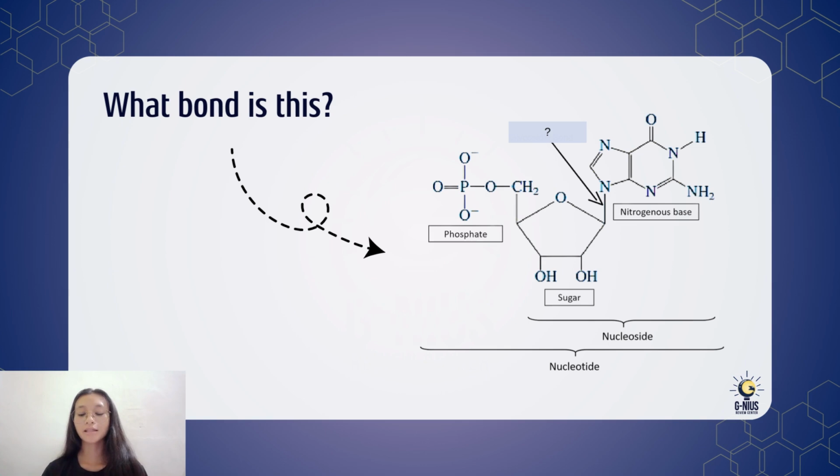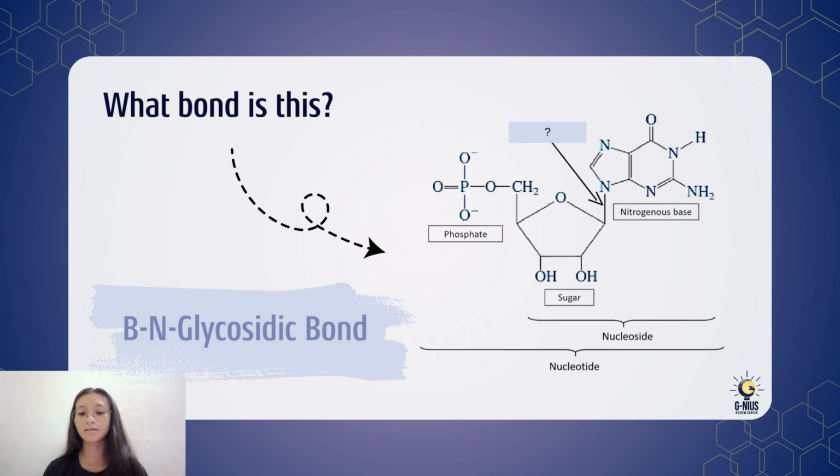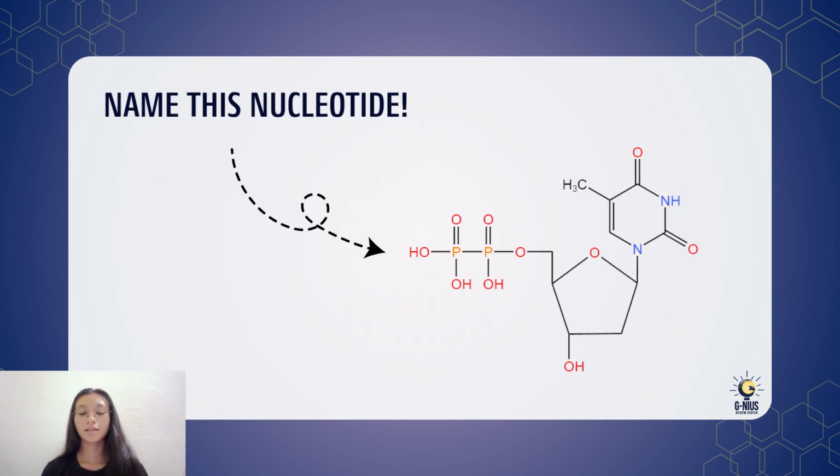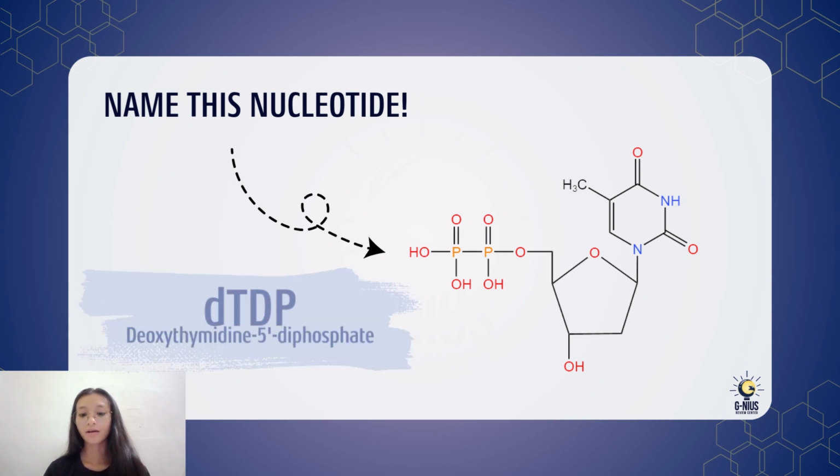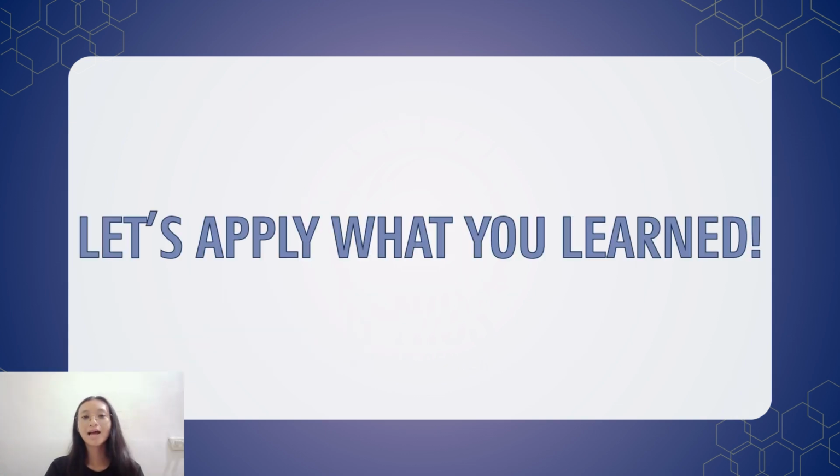What bond is indicated by the arrow below with a question? If you guessed beta glycosidic bond, then you are correct. Now for our last question. Name this nucleotide. The name of this nucleotide is deoxythymidine 5' diphosphate.